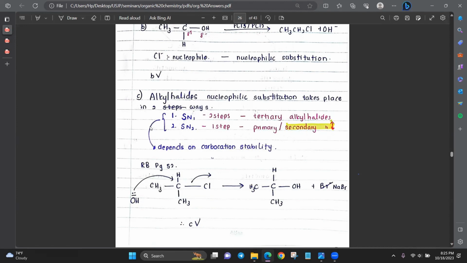So depending on the carbocation stability only, it will depend which type of nucleophilic substitution will take place. Alkyl halides can definitely undergo nucleophilic substitution, but the stability of the carbocation decides which type. Secondary alkyl halides, depending on their structure, can undergo both SN1 and SN2. But primary and tertiary strictly follow this.